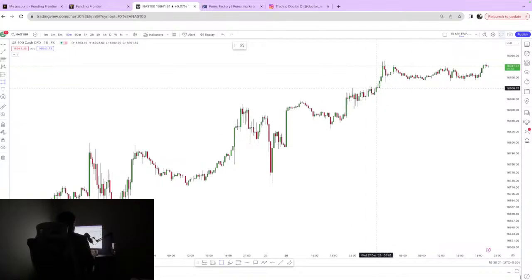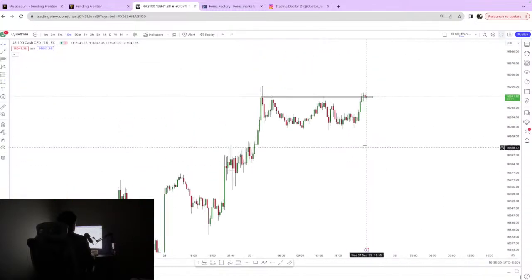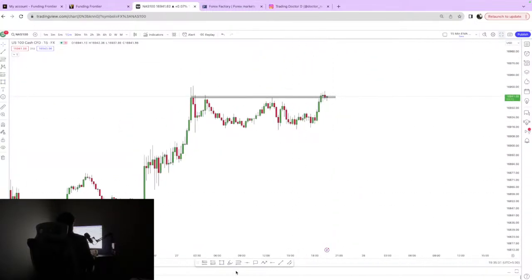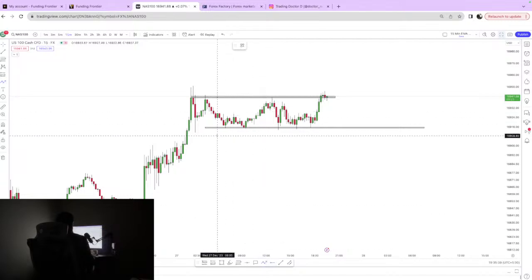So let's mark the levels. One level very clear, you can see this one clear. I hope you were able to get the same level as me. And one I am seeing is this. And what you are seeing today is a very simple phenomenon, consolidation.